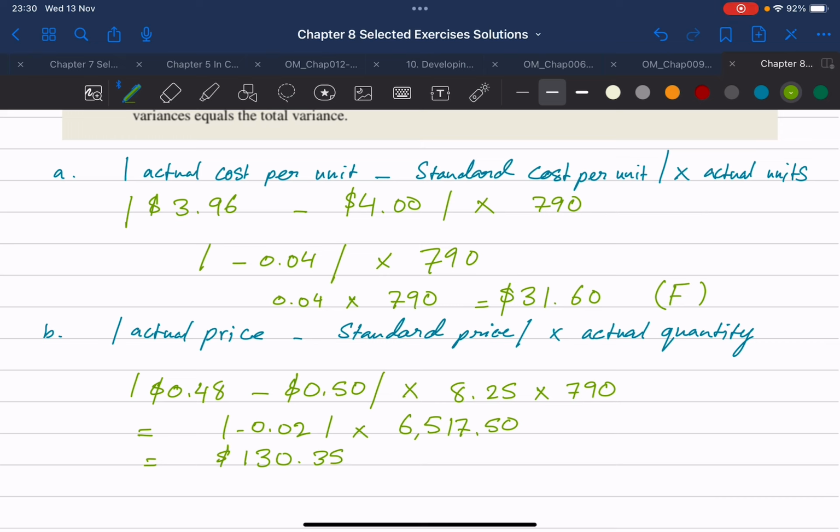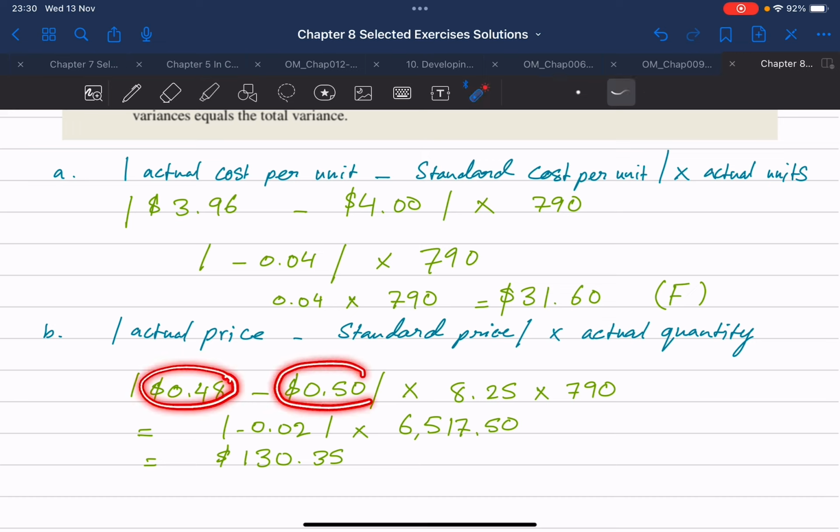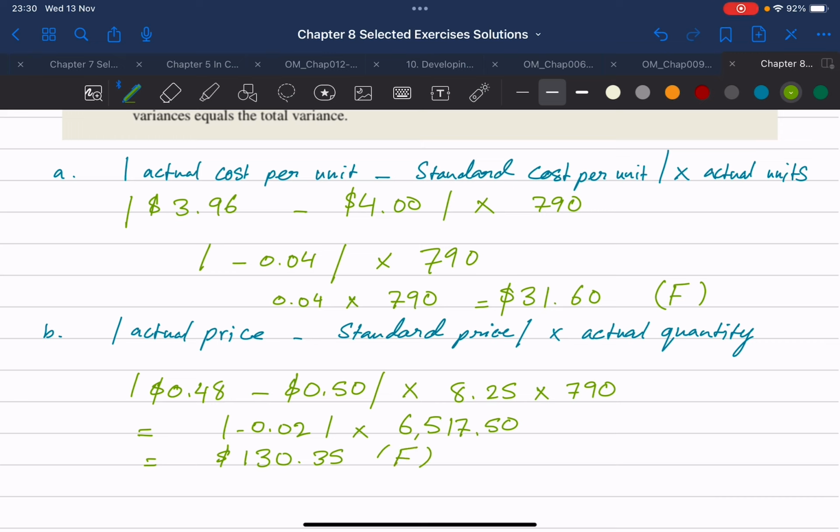was this favorable or unfavorable? Again, the actual price, which is this, is lower than the standard price, so this must be a favorable variance. Okay, so we'll just write F.